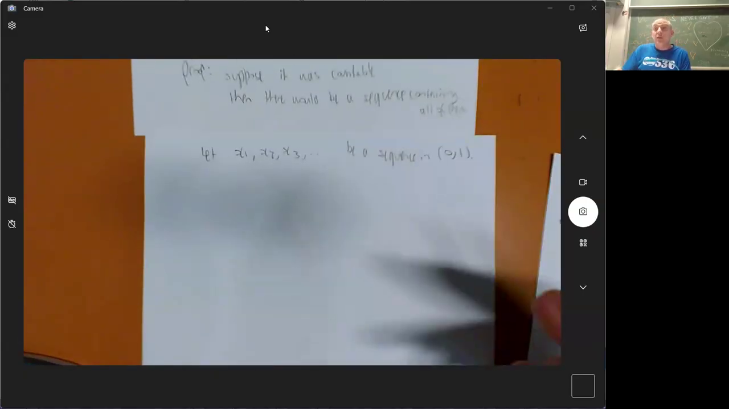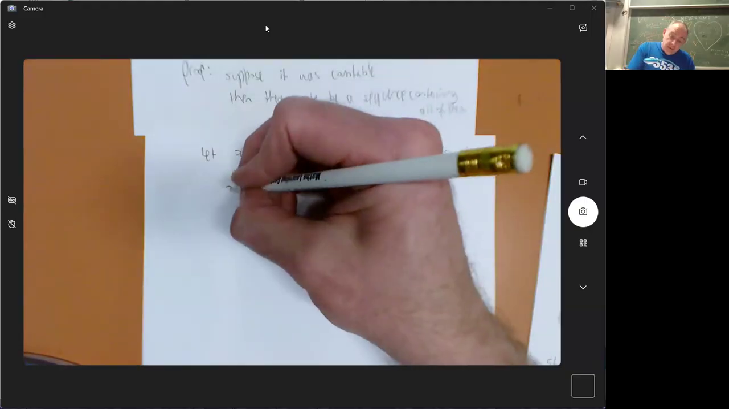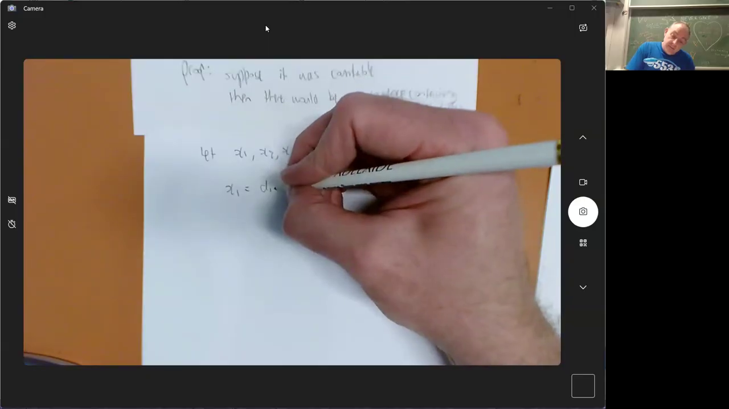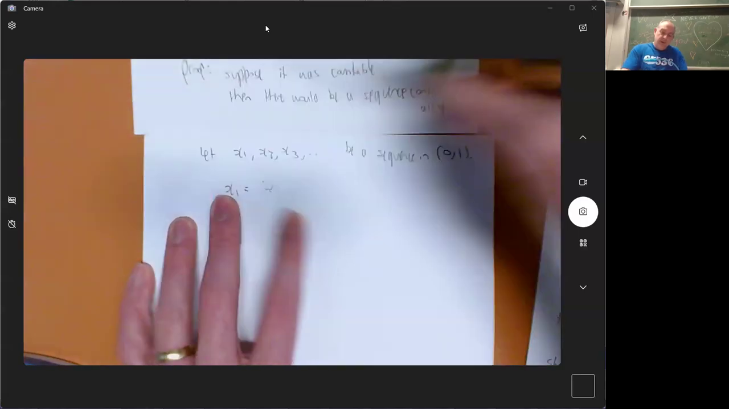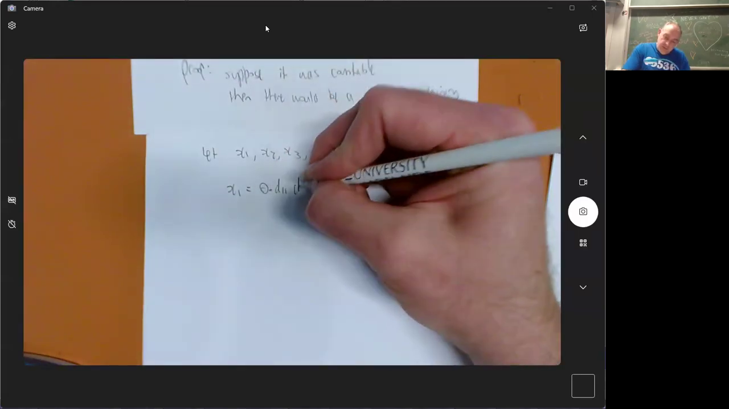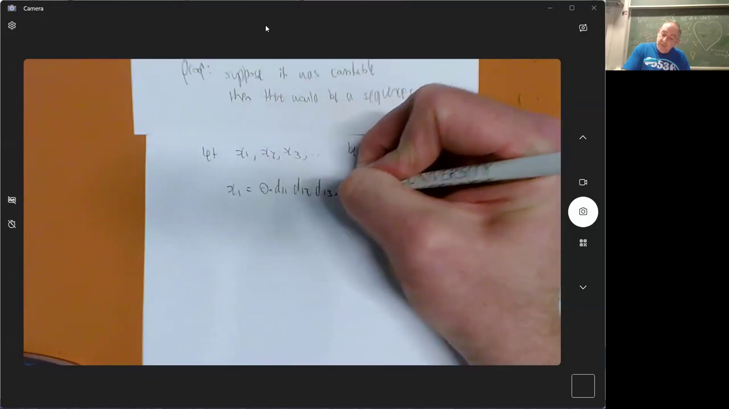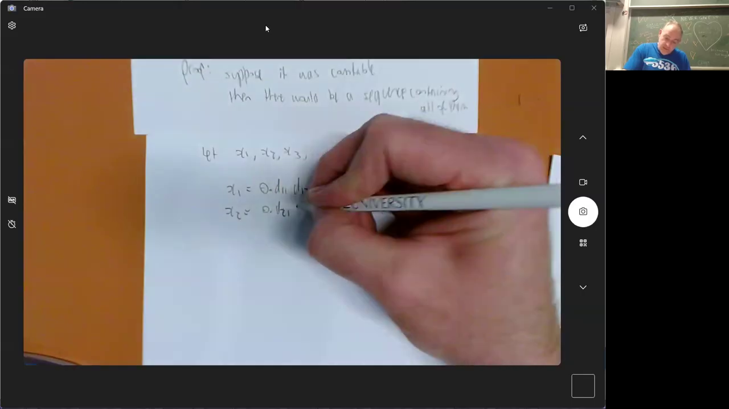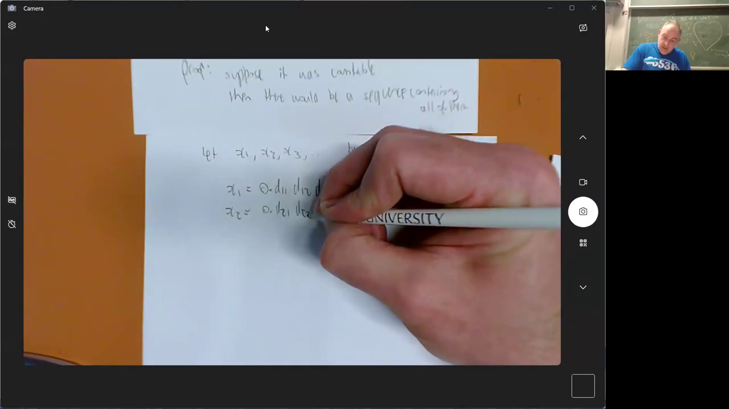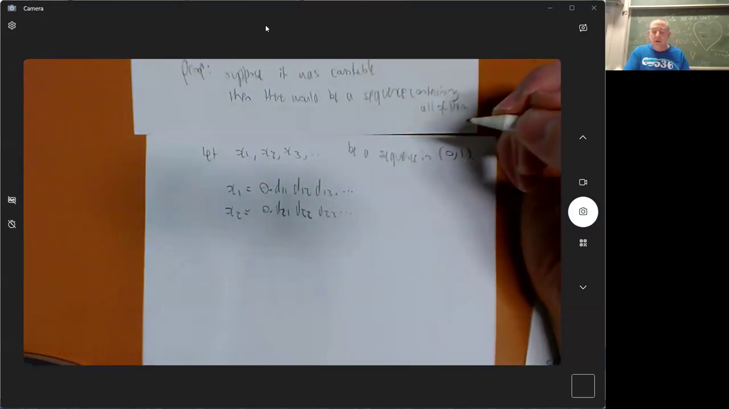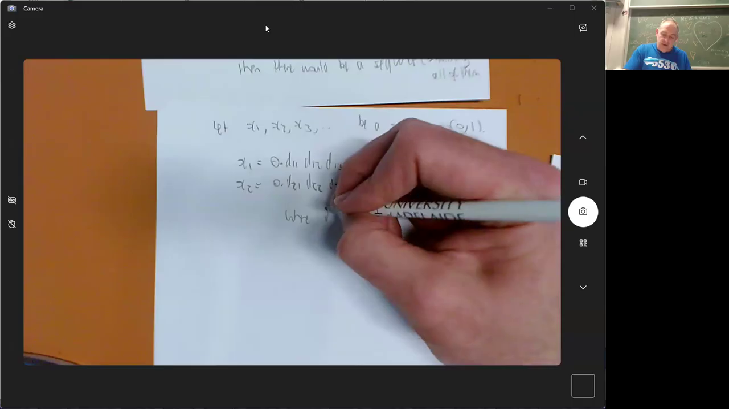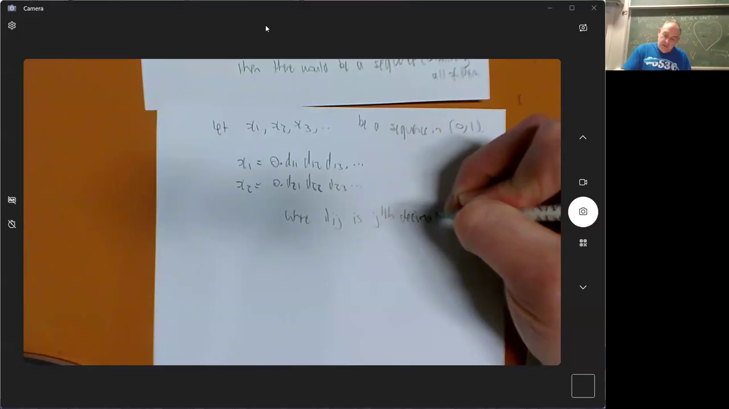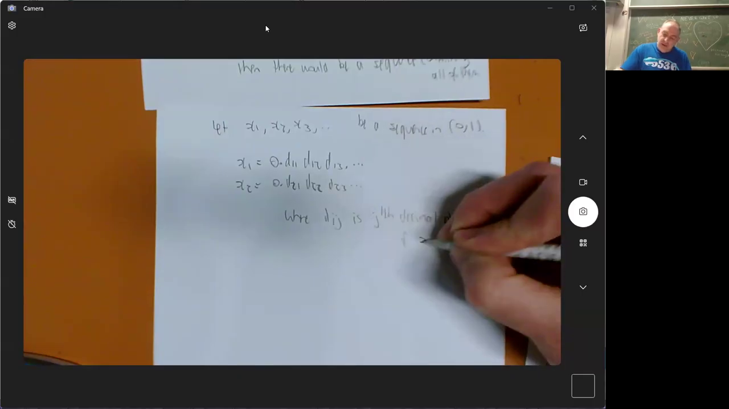Then each of those has a decimal expansion. And x1 will be 0.d11, d12, d13, etc. And x2 will be 0.d21, d22, d23, etc. And so on, where dij is the jth decimal place of xi, basically.